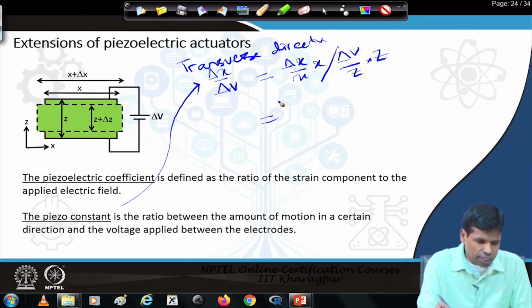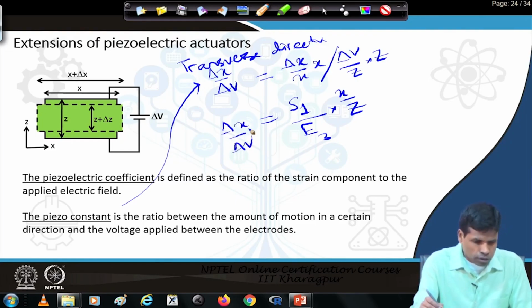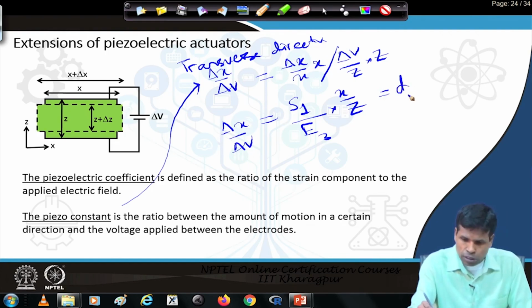Then del x by x is equal to S1, and del V by z is equal to E3, into x by z. And S1 by E3 is equal to D31 into x by z.